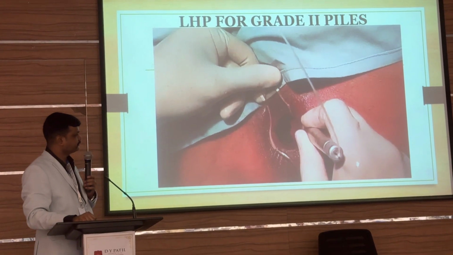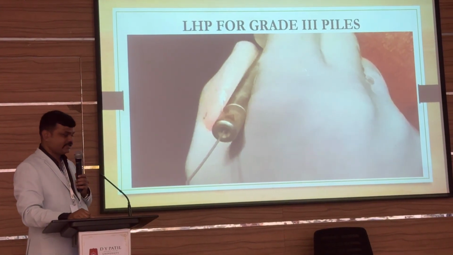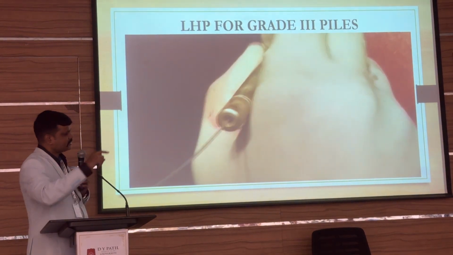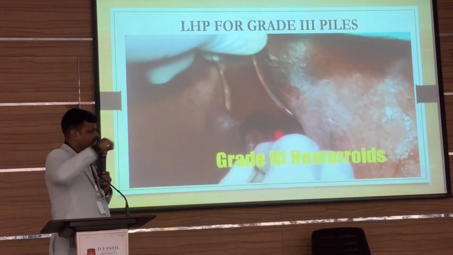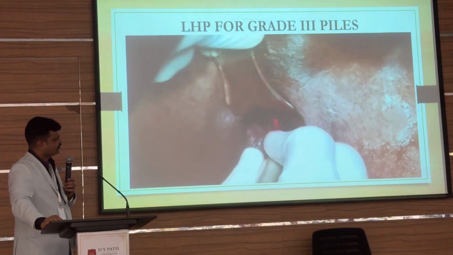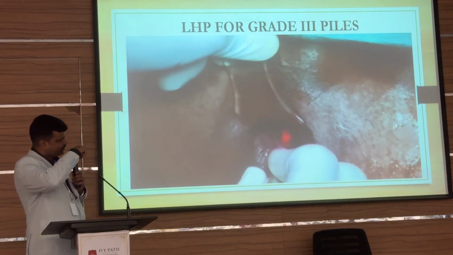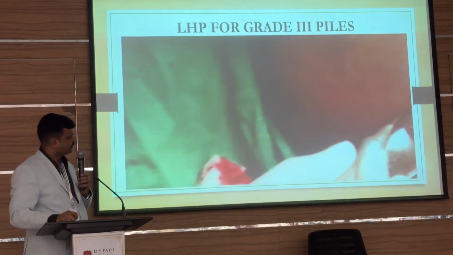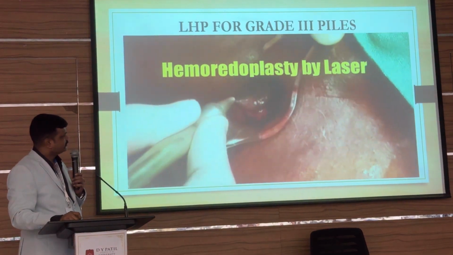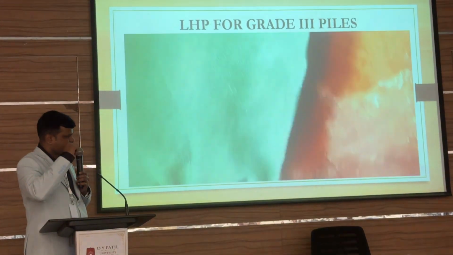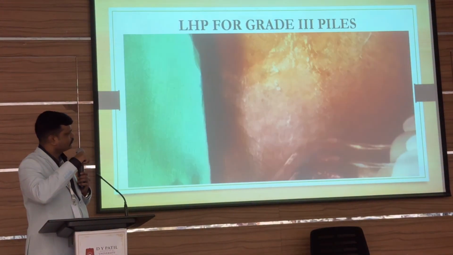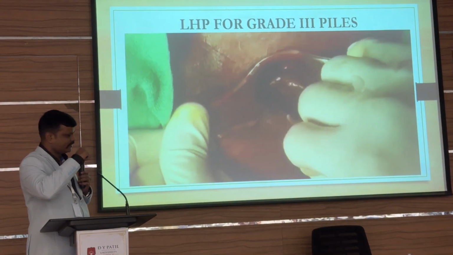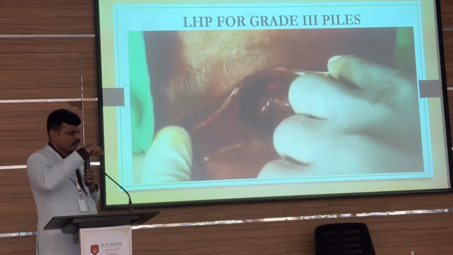Next, this is a grade 3 pile. So this is again the 7 o'clock pile mass. We are giving the energy at the base. Then we are inserting from the mucocutaneous junction up to the base. And we are giving 100 joules of energy in the hemorrhoidal complex.